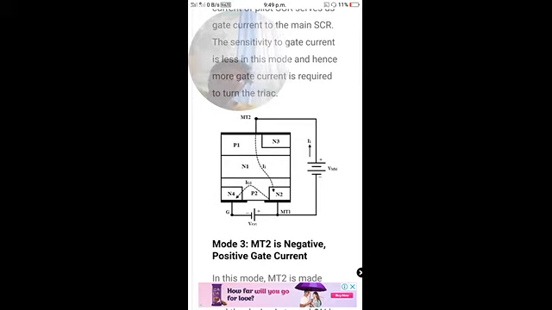Once the electrons reach the N1 layer, more and more electrons are present in the N1 layer, and they will be attracted toward the positive terminal of MT2. So a huge current will now start, as more electrons take part once they reach the N1 region.